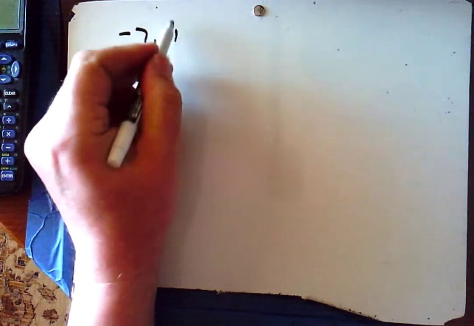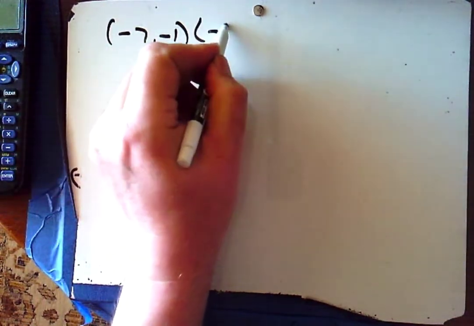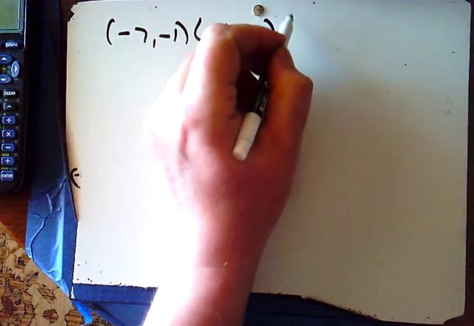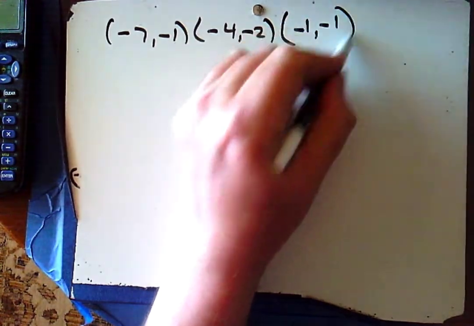How about this one? (Negative 7, negative 1), (negative 4, negative 2), (negative 1, negative 1).